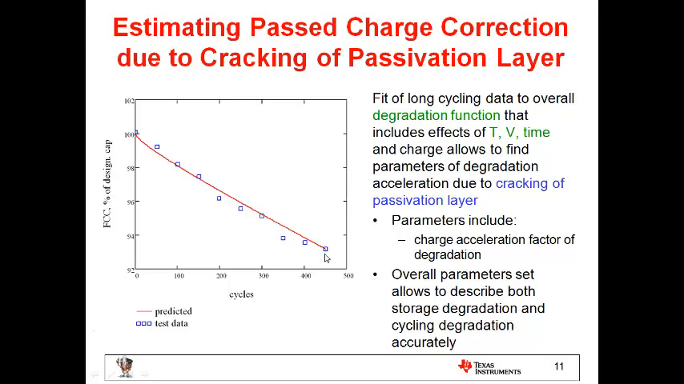But also the data will be collected for actual voltage, temperature, and current during this test. We can take this data and apply our time-based degradation model to find out how much time-based degradation happened at that time. Then we take the total degradation and subtract the time-based degradation from it, and the rest will be the degradation due to cycling, so basically the cracking degradation. So we can calculate the charge acceleration factor and add it to our model. So now we can model both cycling degradation and time-based degradation.